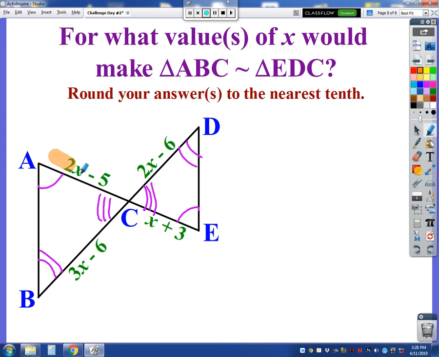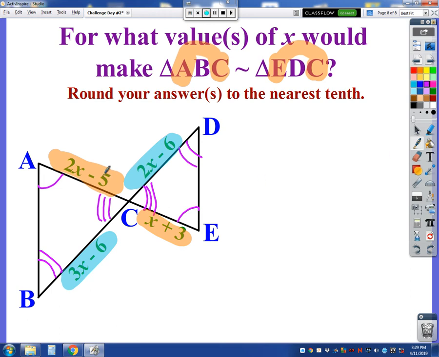So that means our corresponding sides is the 2x minus 5 side AC is going to correspond to side EC, which isn't the 2x minus 6, it is the x plus 3. And that means the 3x minus 6 side is needing to correspond to the 2x minus 6 side. Now, realize I'm not saying that these triangles are similar and I need you to solve for x, but what particular values of x would make these triangles similar?